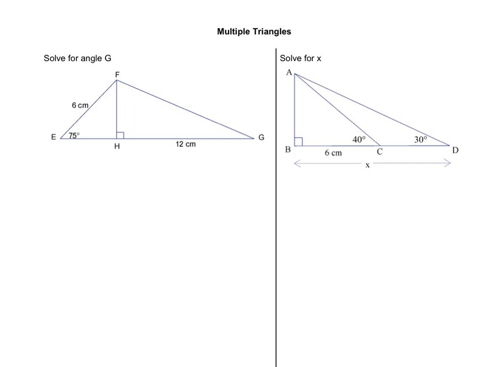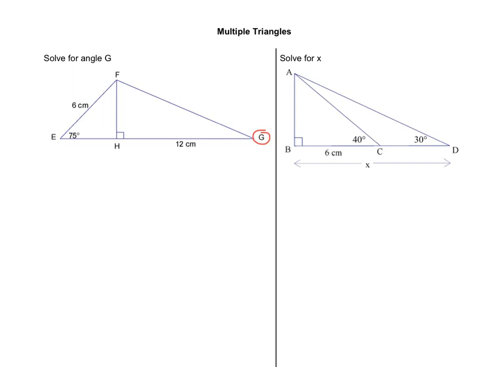Sometimes we have multiple triangles attached to each other, and our goal is to solve for a certain angle or side length. And in these scenarios, we usually have to solve for multiple things before we get to our end goal. So let's look at our first triangle here on the left. So we have two right triangles stuck beside each other, and our goal is to solve for angle G.